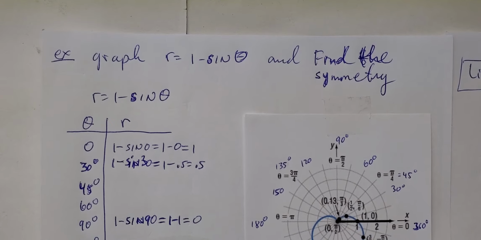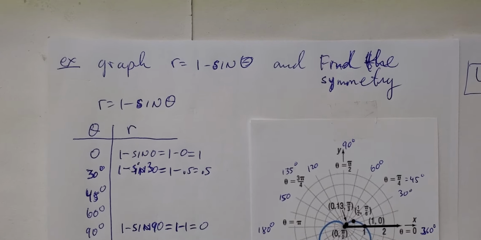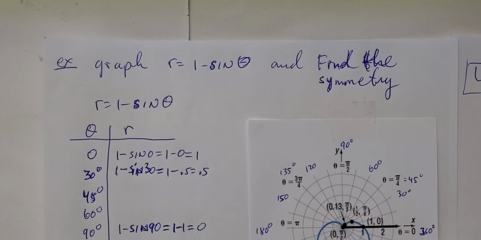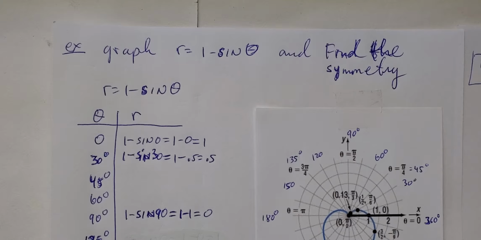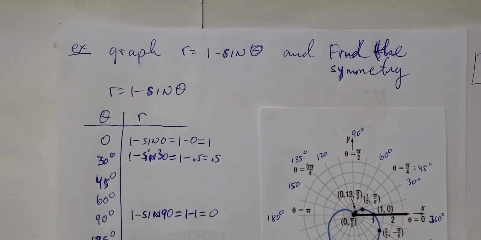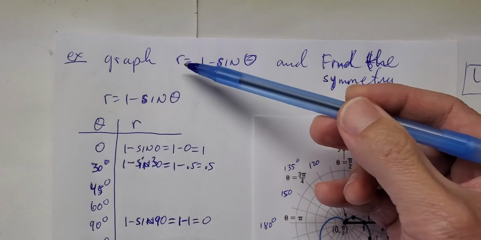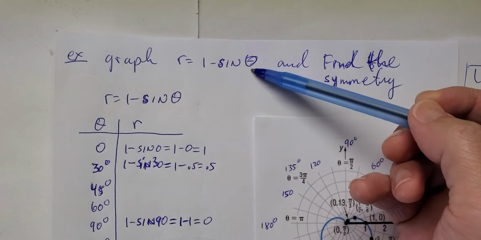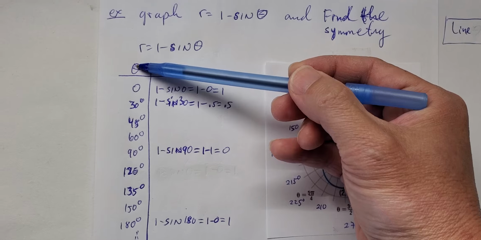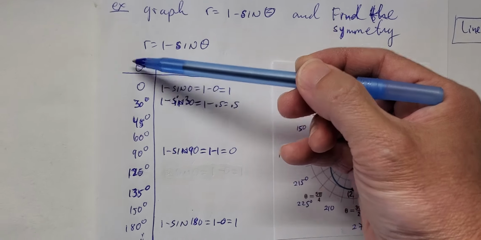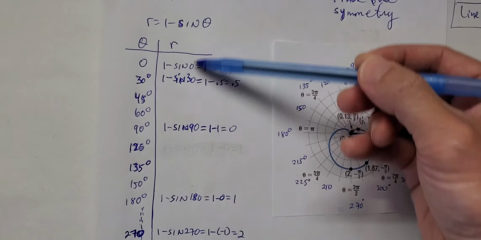This lesson is polar equation and graph, and this is the second part from last video. So we're still doing polar equation and graph. Here I have an equation r equals 1 minus sine theta. What we're going to do is create an x, y, t table. So here's my x and here's my y.